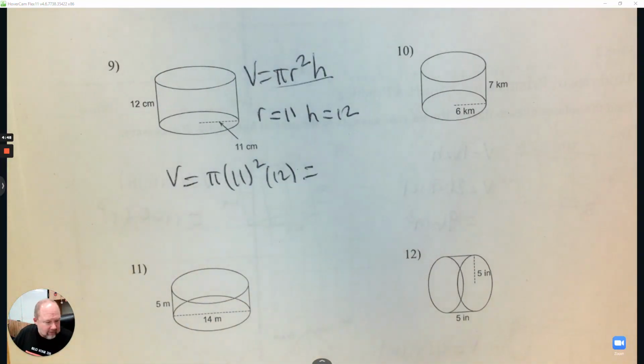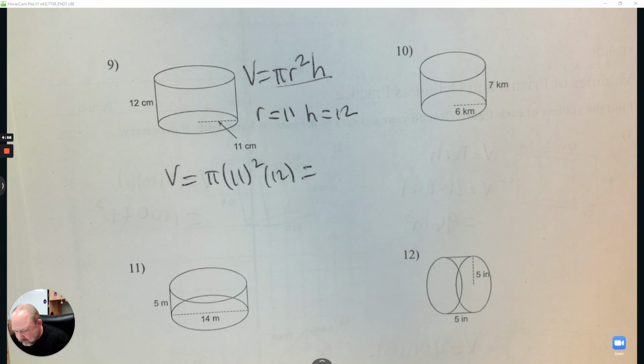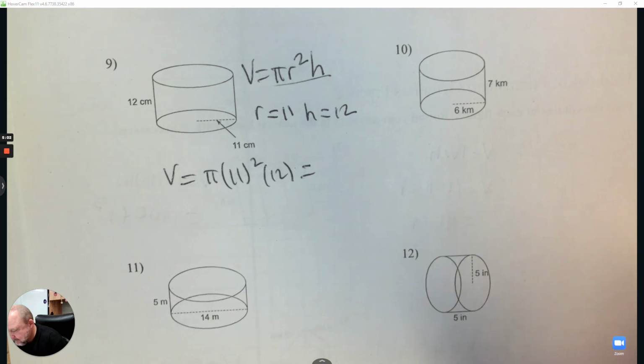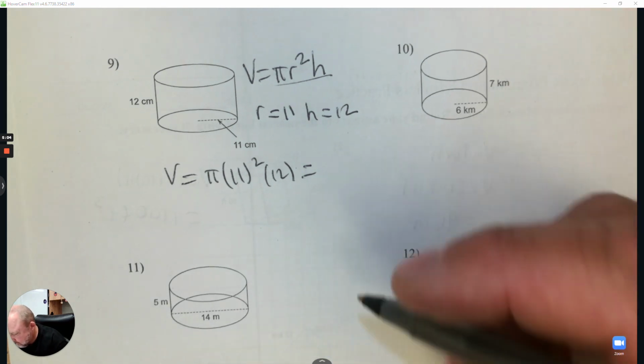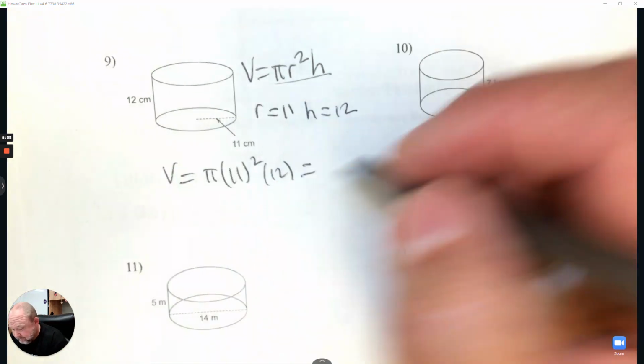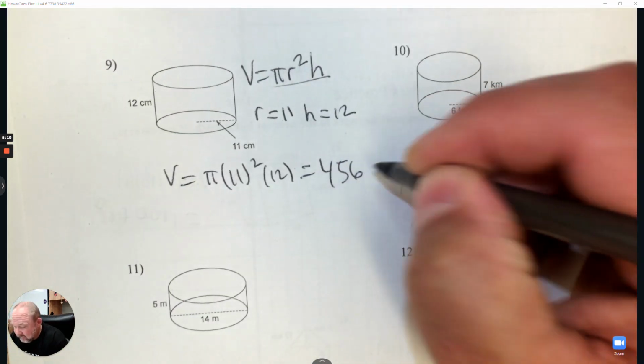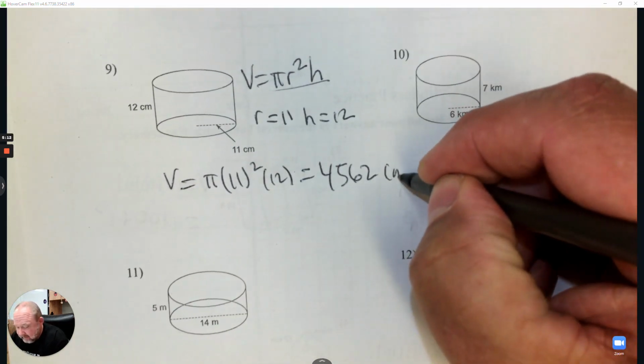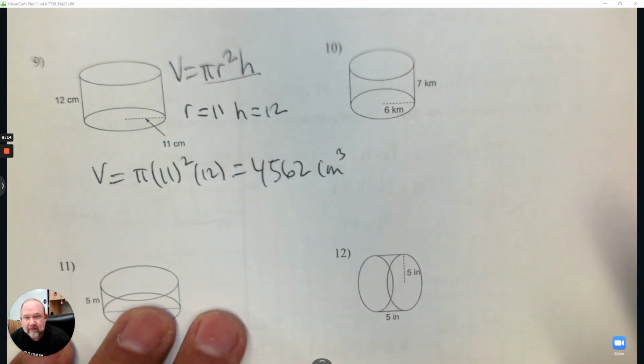All right, I need a calculator too for this one. So where did my calculator go? Here we go. Let's calculate together. You can have your calculator. And I get, see if I can read it, my eyes, 4,560. I'm going to round it to 62. And again, we're going to call it centimeters cubed.